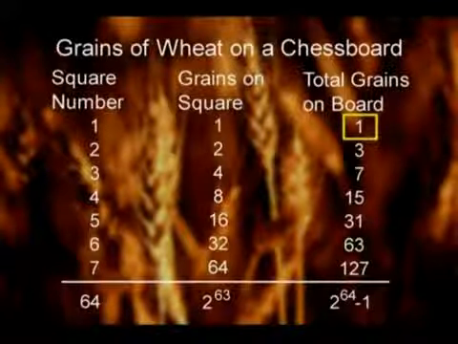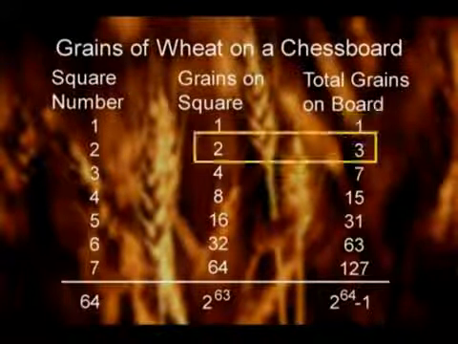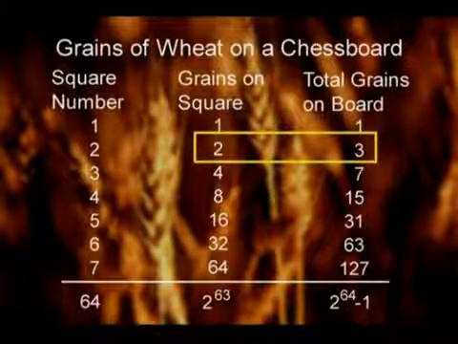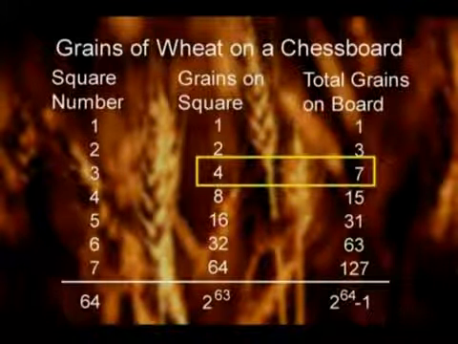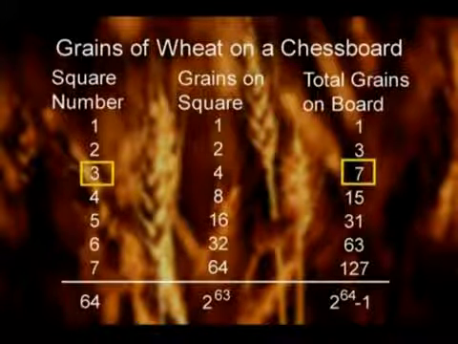Now let's look at the way the totals build up. When we have 1 grain on the first square, the total on the board is 1. We add 2 grains, that makes a total of 3. We put on 4 grains, now the total is 7. 7 is a grain less than 8. It's a grain less than 3 2's multiplied together.